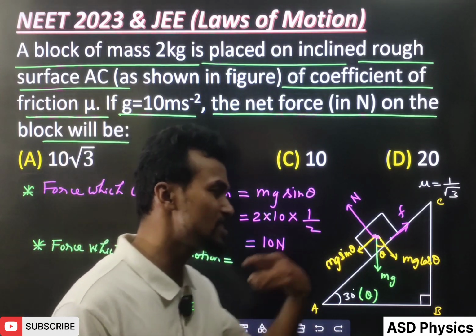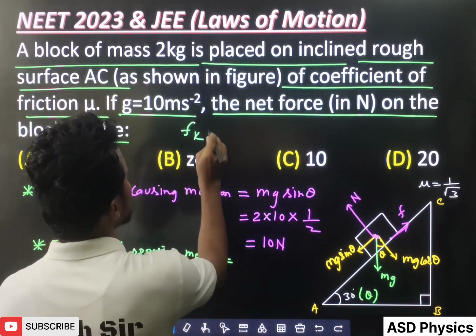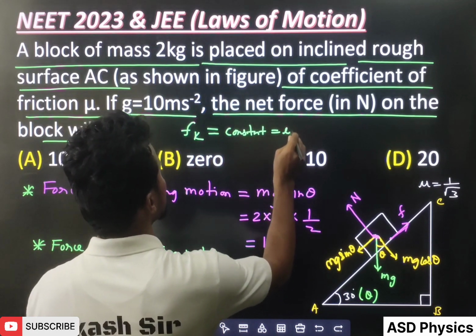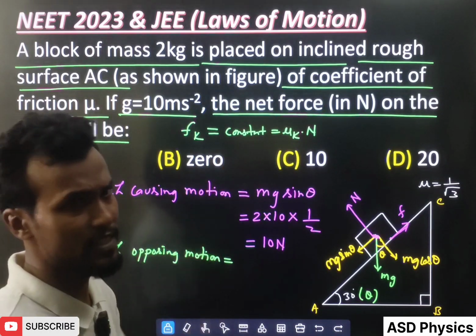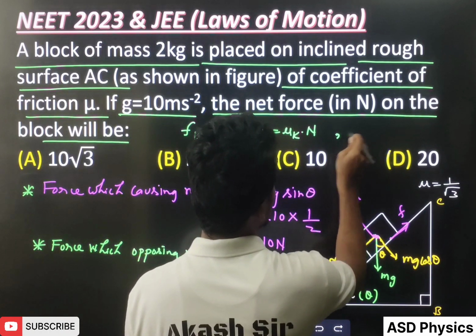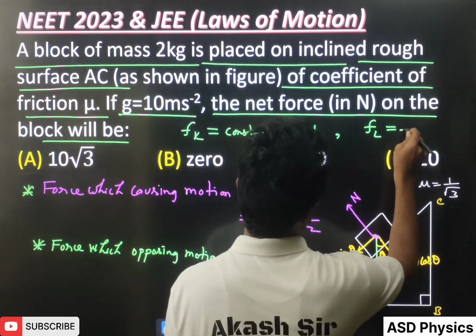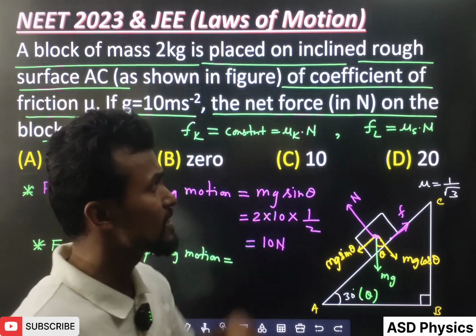Remember that kinetic friction is a constant friction, and after that static friction is there. This kinetic friction is always constant, and it is given by mu k into N, where mu k is called the coefficient of kinetic friction. If we talk about the limiting friction, that is the maximum value of static friction, it is mu s into N.